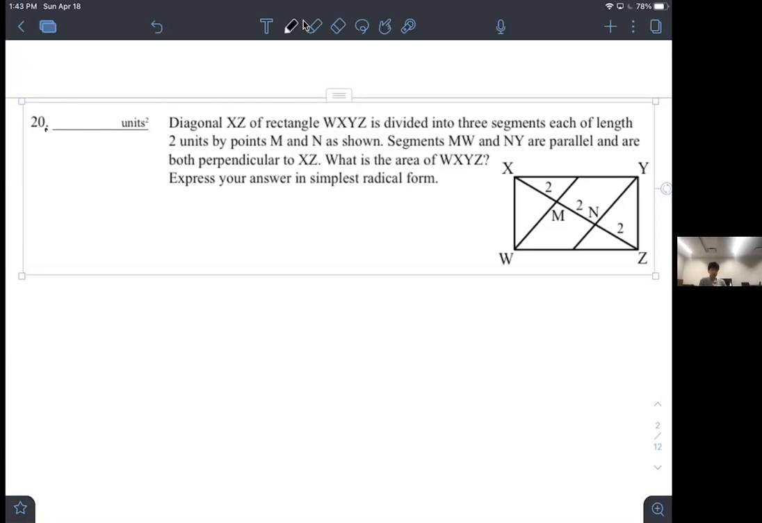This is problem 20. Diagonal XZ of rectangle WXYZ is divided into 3 segments, each of length 2, by points M and N as shown. Segments MW and NY are parallel and are both perpendicular to XZ. What is the area of WXYZ? Express your answer in simplest radical form.